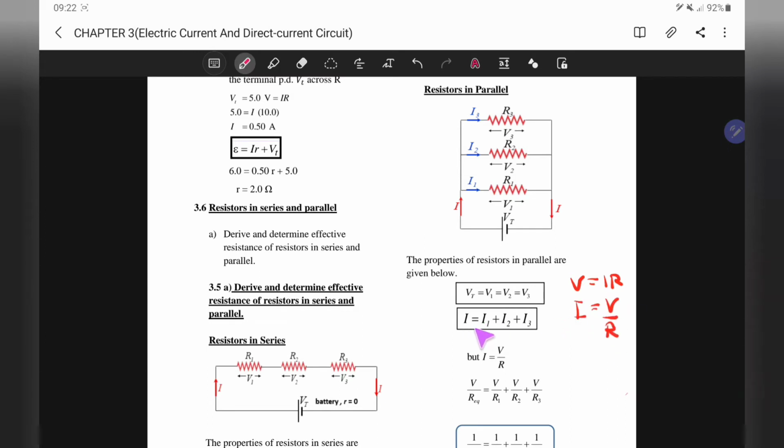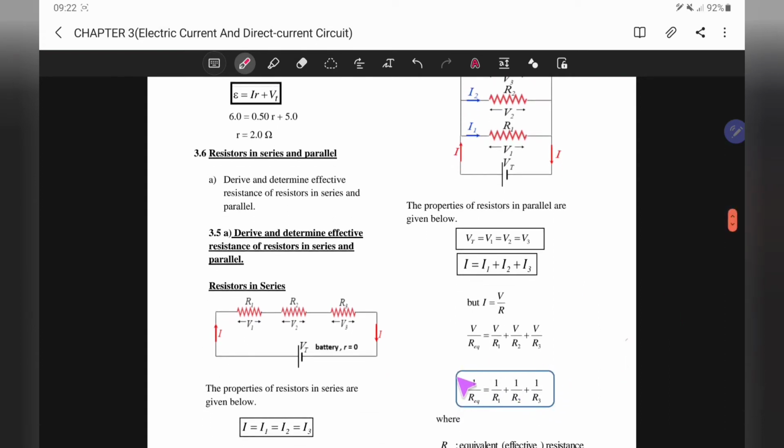From this equation, we just expand now. I1 is V1 over R1, I2 is V2 over R2, I3 is V3 over R3, and then you will get this. But remember, V1, V2 and V3 are equal to each other, which is equal to V total, isn't it? So we just substitute V total, V total, V total, equals I total. I total is V total over R total, or equivalent R. So V total, V total, V total and V total cancel each other, giving you the equation like this. So this is how we calculate R total, or equivalent R.